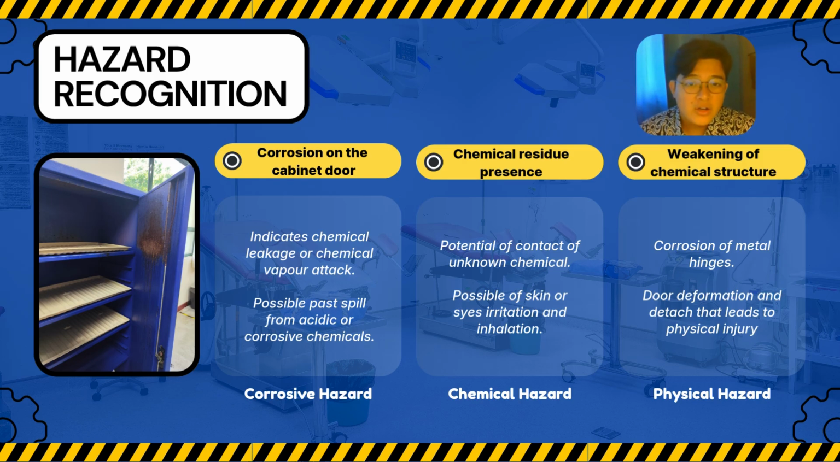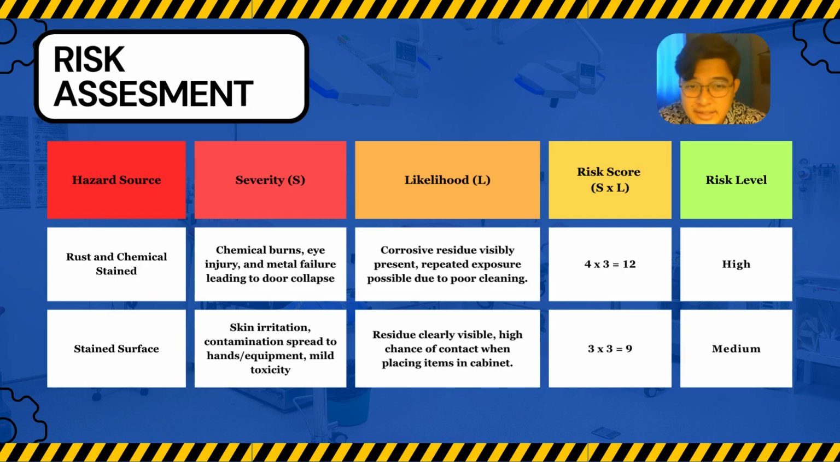The third one, the corrosion has caused a weakening of the metal structure, including the hinges and also the door framing. This creates a physical hazard because the door may deform or detach, potentially causing impact or crush injury. For the first hazard, rust and also corrosive staining, the severity is high because it can cause chemical burns, eye injury, and even a door collapse if the metal fails. The likelihood is moderate to high due to visible residue and also repeated exposure. Therefore, 4 times 3 is equal to 12, which falls under the high risk category.